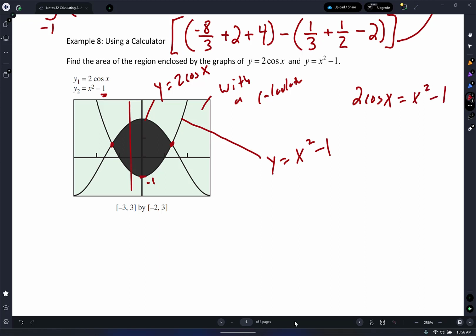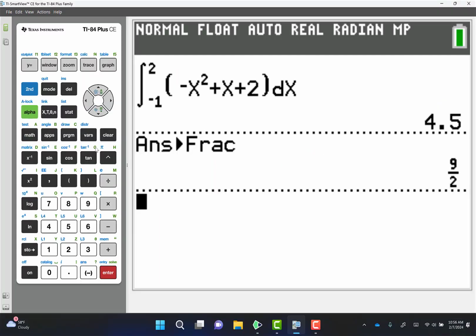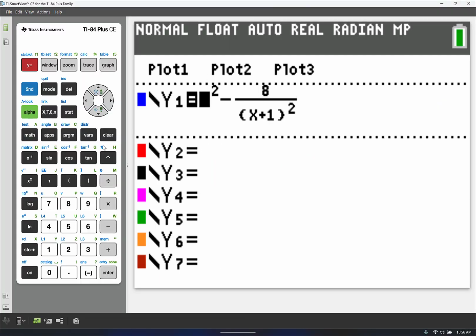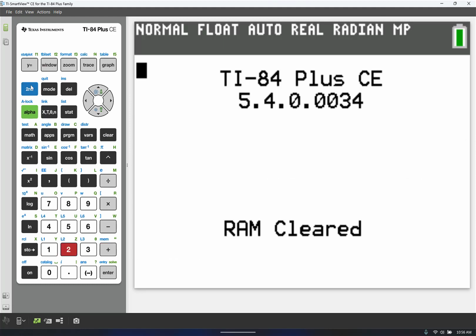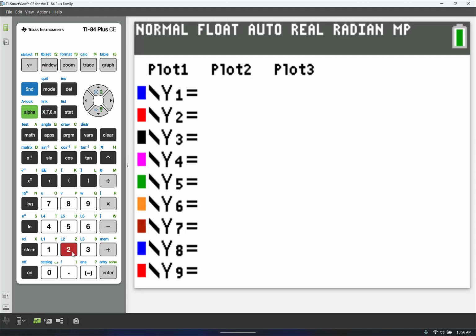You need a calculator to figure this one out, guys. Type in 2 cosine x into y1, type in x squared minus 1 into y2. So look, here's my calculator. I go to y equals. Let me clear my whole calculator. Second memory, 712. Y equals. What did I type in here? 2 cosine x. Close it. And on y2, I'm going to type in x squared minus 1.